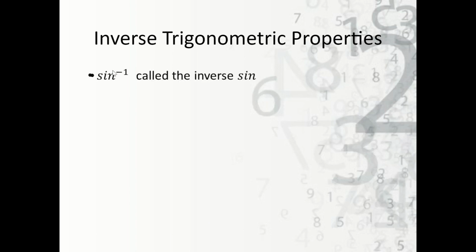So inverse sine, this is what it looks like. It's sine to the negative first power, so we call that the inverse sine. If sine theta equals 1/2, then inverse sine of 1/2 equals theta. It's just a way of flip-flopping it so we can solve for the angle measure using the ratio. All we do is change it to inverse sine and then flip the theta and our ratio.